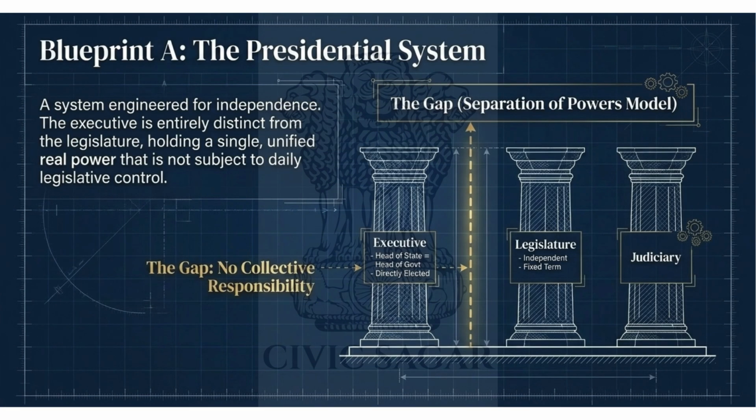Let's inspect Blueprint A, the presidential system. This structure is rigidly engineered for independence. Here, you see three completely separate pillars. The executive is entirely distinct from the legislature, with a directly elected leader serving as both the head of state and head of government. Because there is a physical gap, a total lack of collective responsibility, the executive holds a single, unified real power completely free from daily legislative control.